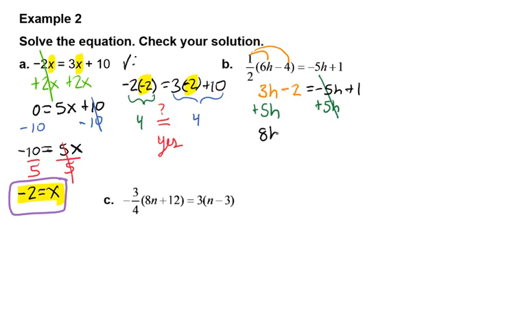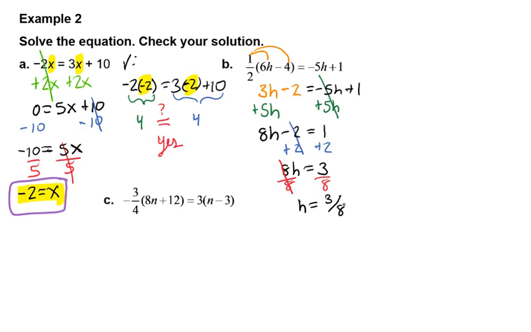And that's going to give us 8h minus 2 equals 1. Then we'll add 2 to both sides to get rid of the 2. We have 8h equals 3. Then we'll divide both sides by 8 to separate the 8 from the h, because right now they're multiplying, so we want to divide, and that's going to leave us with h equals 3/8.